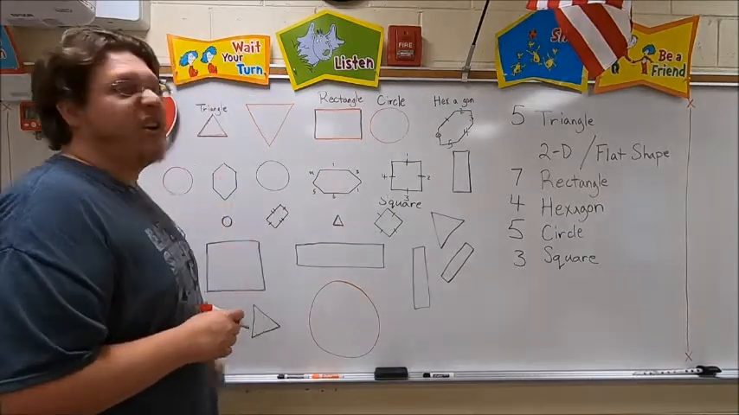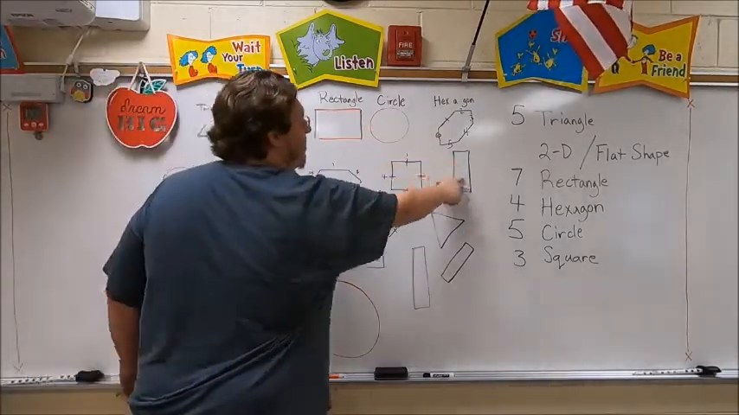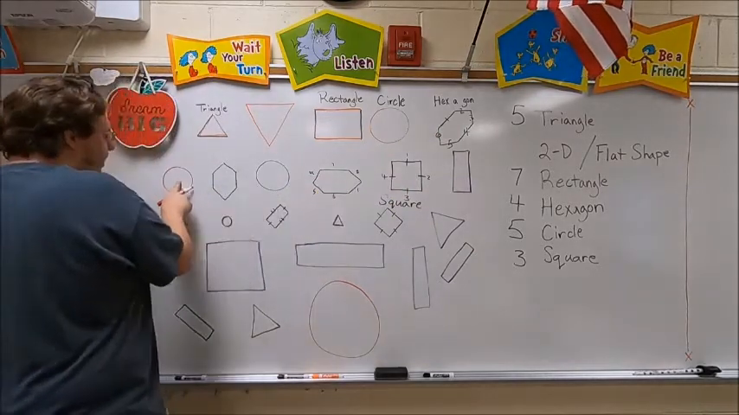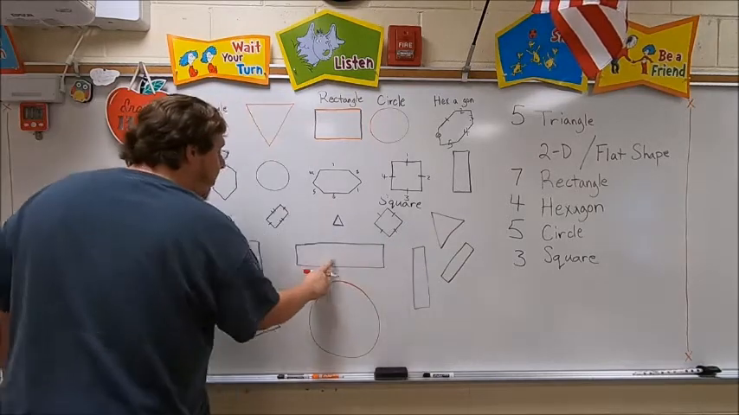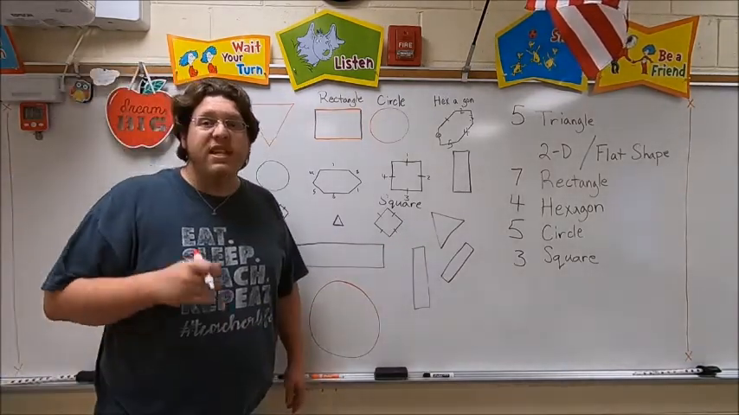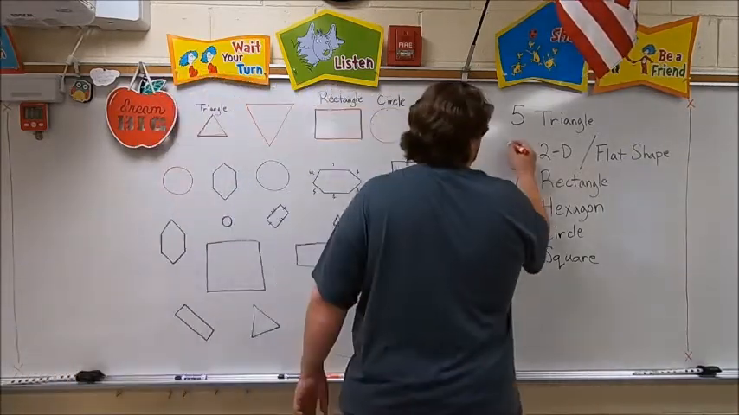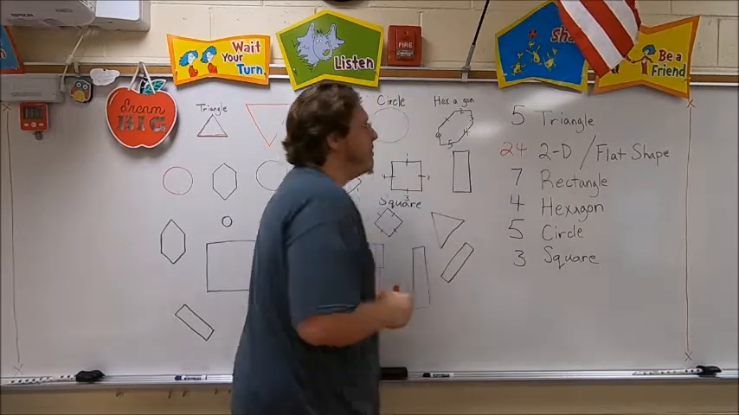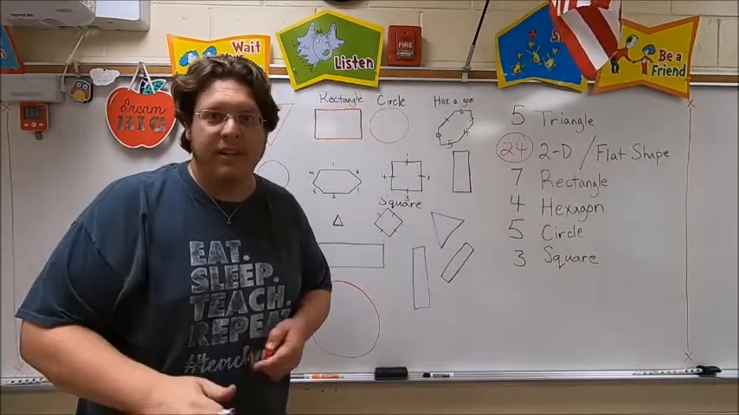Let's see how many there are in all. 1, 2, 3, 4, 5, 6, 7, 8, 9, 10, 11, 12, 13, 14, 15, 16, 17, 18, 19, 20, 21, 22, 23, 24. Mr. Stevens made 24 2-dimensional flat shapes. 24 shapes. And I'm going to put a circle around that number.